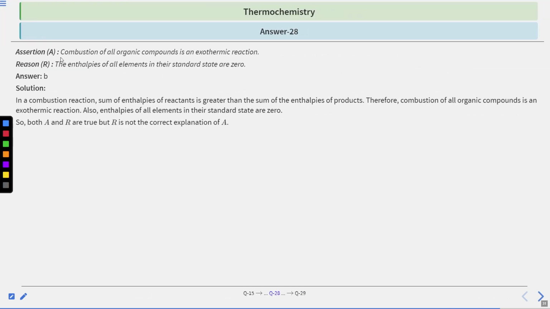Okay, so we have answer option B. In a combustion reaction, the sum of enthalpies of reactants is greater than the sum of enthalpies of products. Therefore, combustion of all organic compounds is an exothermic reaction. And also the enthalpies of all the elements in their standard states are 0. So both the assertion and reason are correct, but the reason is not the correct explanation for the assertion. Hence option B is the correct answer.